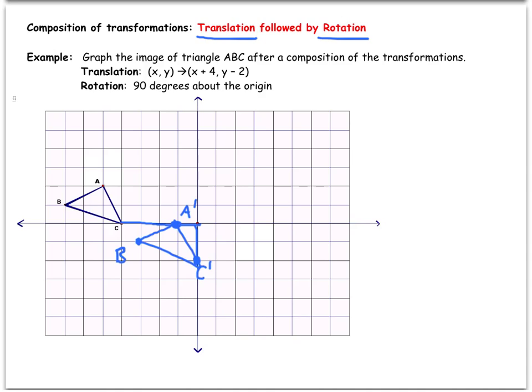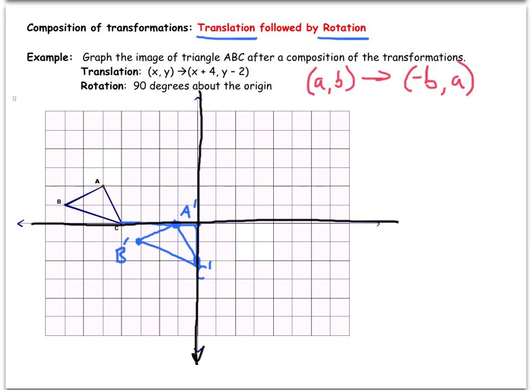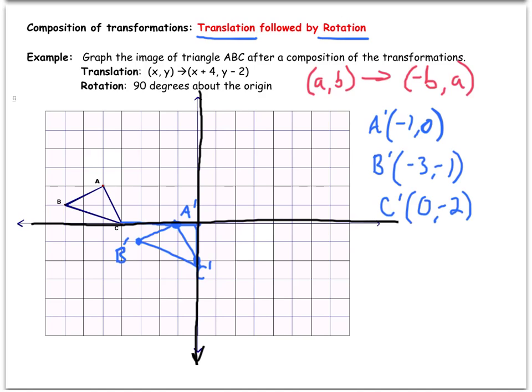Remember that for a rotation of 90 degrees, what we do is we take (a, b), and the transformation is reversing a and b, but making the new first coordinate negative. So it's the negative y value, comma, the previous x value. I think this is a bit easier if we first list the coordinates of A prime, B prime, and C prime, which gives us (-1, 0) for A prime, (-3, -1), which is B prime, and C prime is (0, -2).